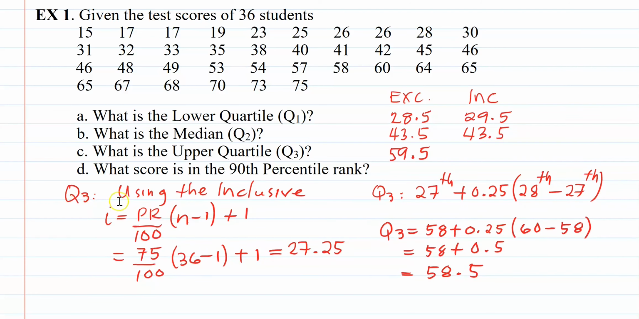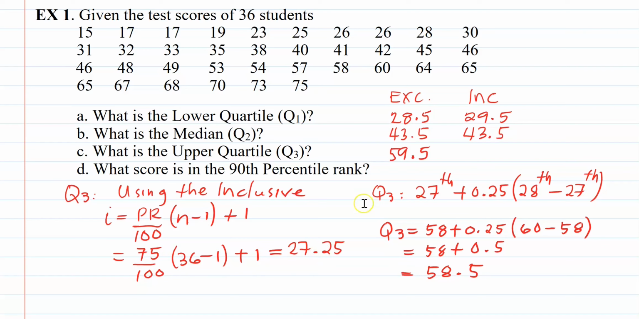Now to solve for Q3 using the inclusive method, our position number I is equal to PR over 100 times n minus 1 plus 1. And our PR for Q3, or the upper quartile, is 75. So 75 over 100 times 36 minus 1 and then plus 1. Our 36 minus 1 is 35. Multiply that with 75 over 100 and then add 1. That will give us 27.25.